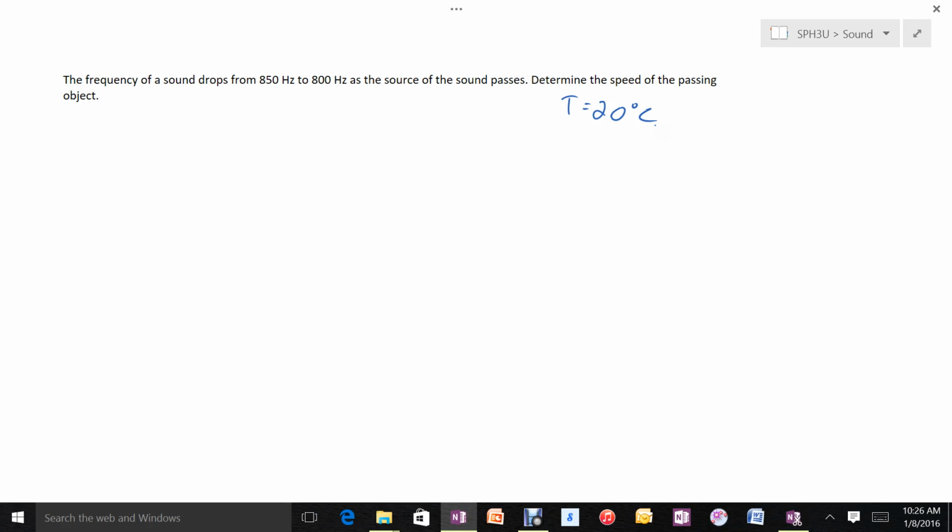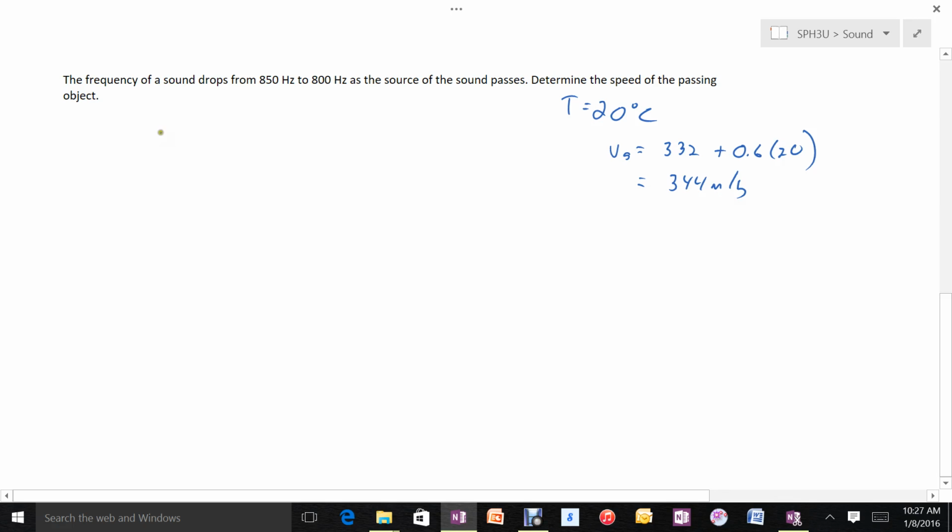object is moving. So it says the frequency of a sound drops from 850 hertz to 800 hertz as the source of the sound passes. Determine the speed of the passing object. So first of all, I realize I need a speed of sound to do this question. If I assume the temperature is 20 degrees, then the velocity of sound is 344 meters per second. So let's just put that down, and that's that.